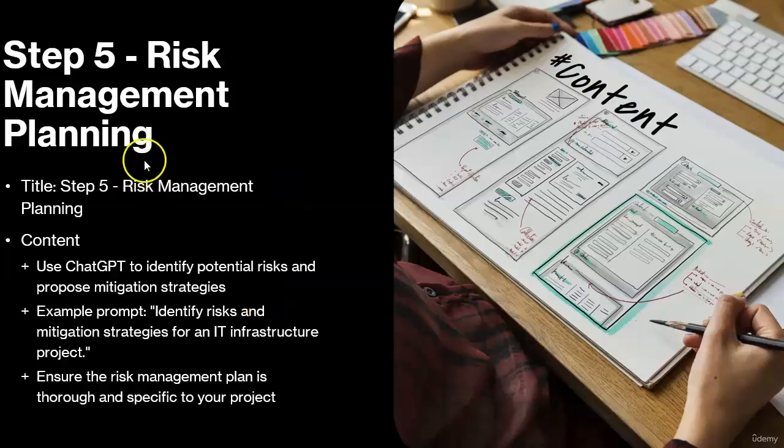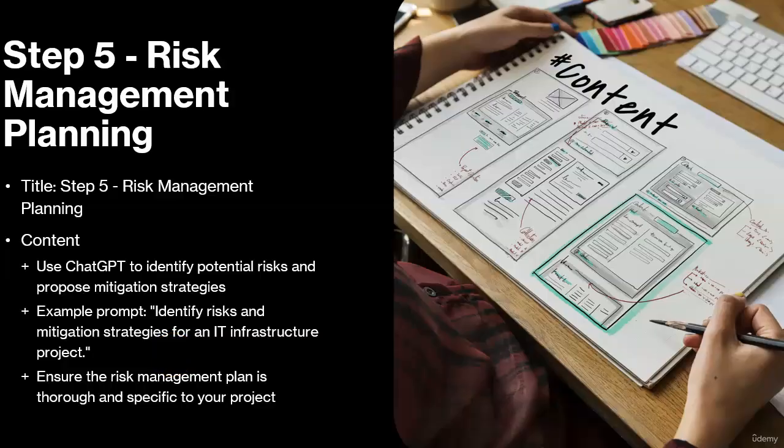Step 5 is risk management planning. Identifying potential risks and planning how to mitigate them is vital for avoiding project pitfalls. ChatGPT can generate a risk management plan by responding to a prompt like: identify risks and mitigation strategies for an IT infrastructure project. Be sure to customize the plan to make it specific to your project's unique risks.